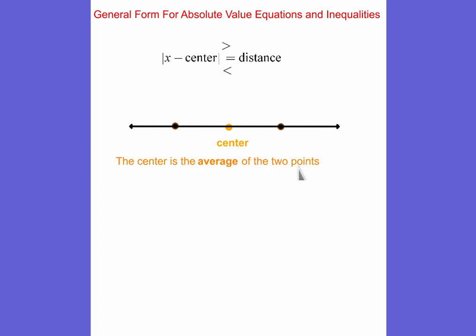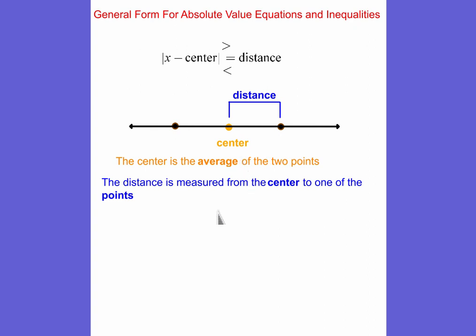So the center is just the average of the 2 points that you can see on the graph. Hopefully you remember that to find the average of 2 points, you just take the 2 points, add them together, and divide by 2. The distance is the distance from the center point to one of the 2 points. And that's very easy to find too. Once you find the center, you just take one of the 2 points and do that point minus the center, and that will give you your distance.